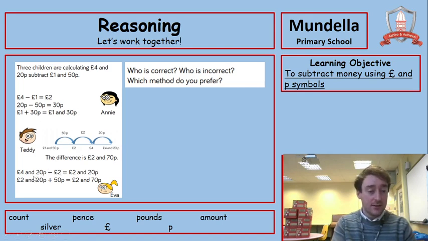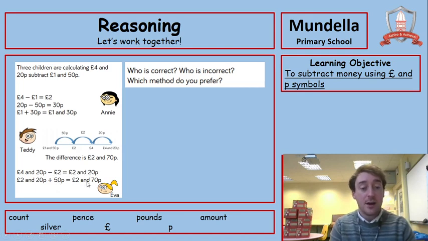Let's have a look at Eva's. So Eva has done £4.20 take away £2. That equals £2.20. And then £2.20 that we got from here, add the 50p equals £2.70. And that's a different way of doing it, isn't it? Very good. Let's see who was right then.